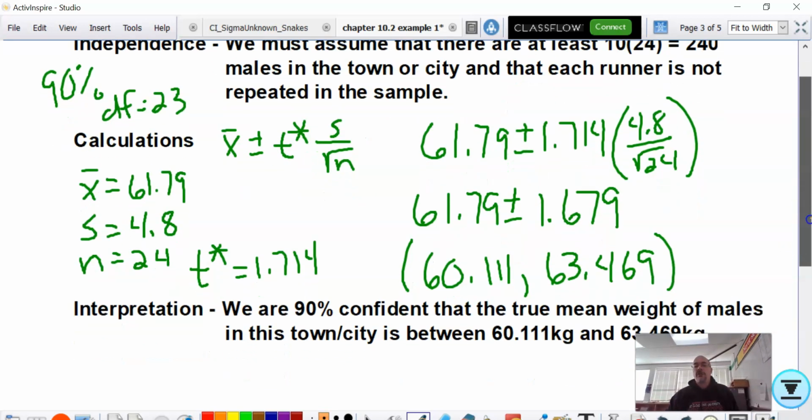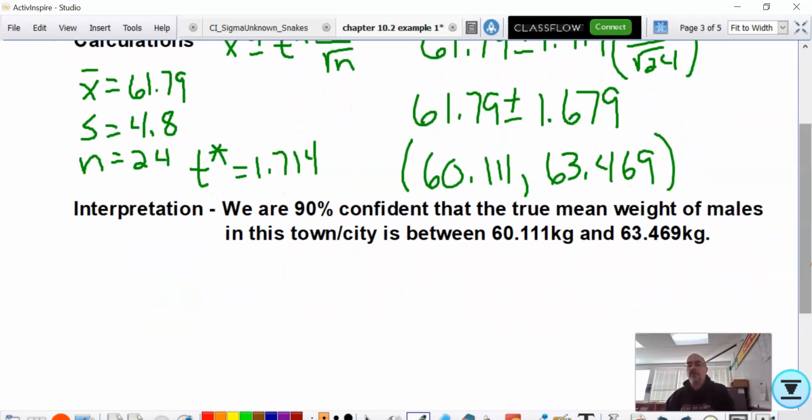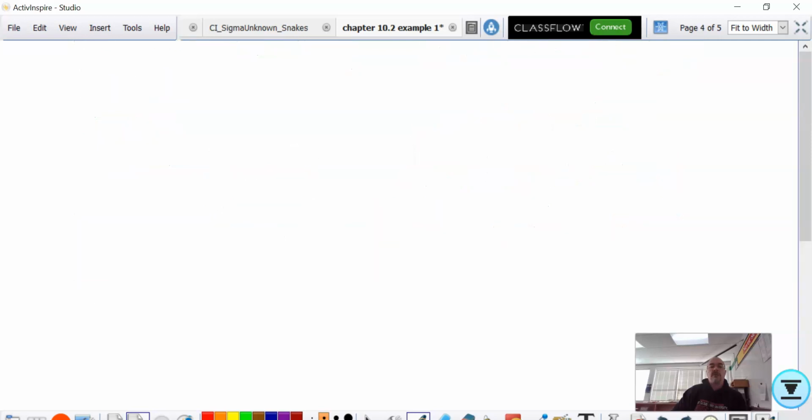So the interpretation, ladies and gentlemen: we are 90% confident that the true mean weight of males in this town or city is between 60.11 kilograms and 63.469 kilograms. All right, I believe that was it for that.